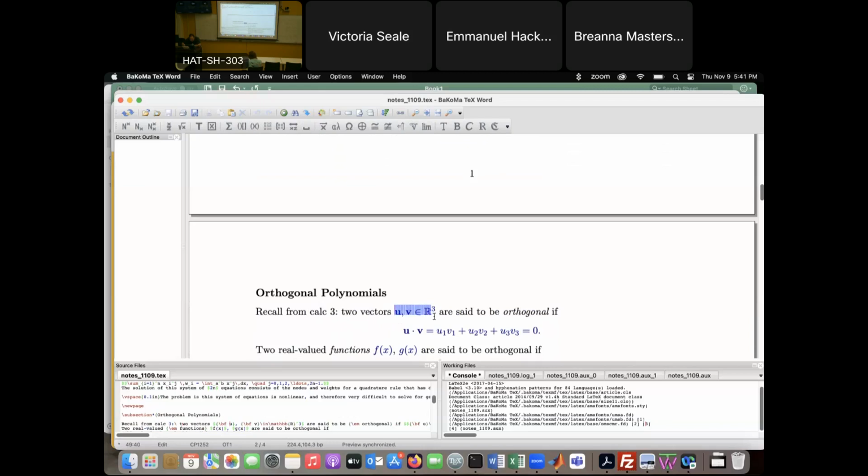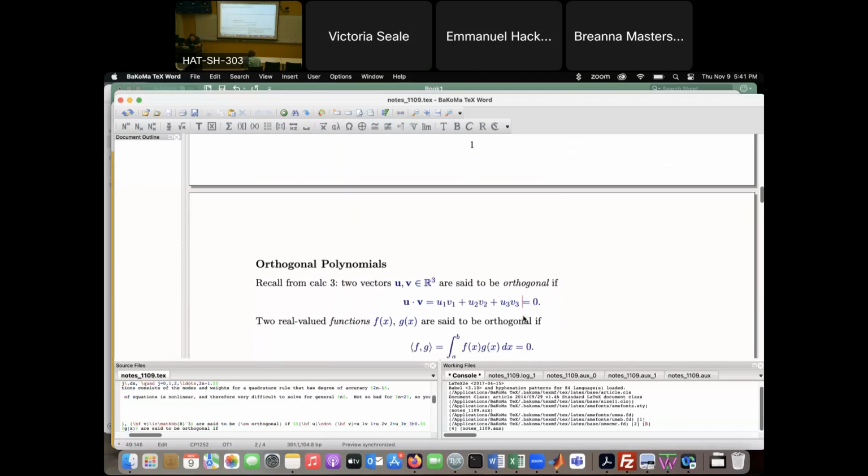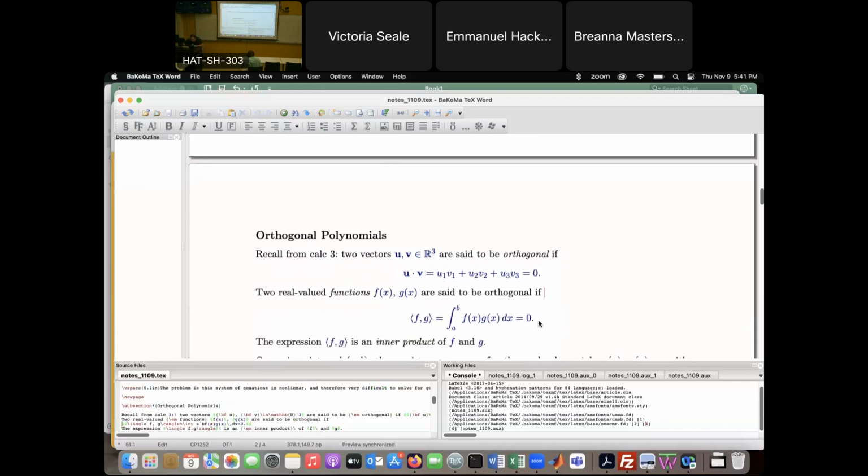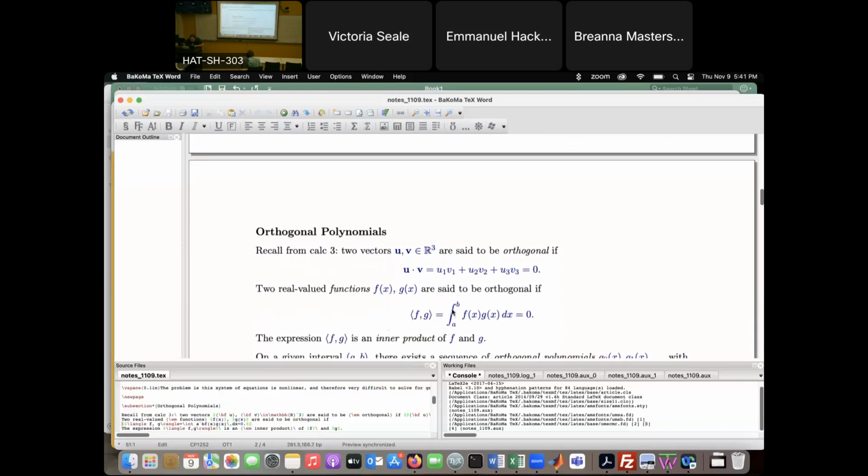In Cal 3, you learn about how two ordinary vectors, in like R2 or R3, are orthogonal if their dot product is equal to 0. Now, we're going to apply the concept of orthogonality to functions of x. So we say that two functions are orthogonal if their inner product, which is the integral of f times g, is equal to 0.